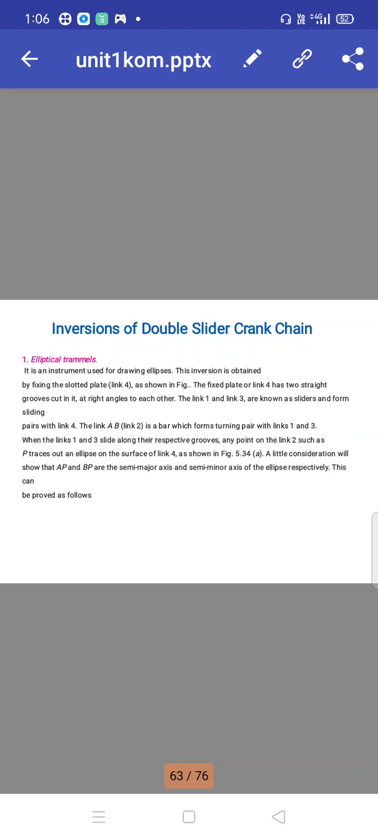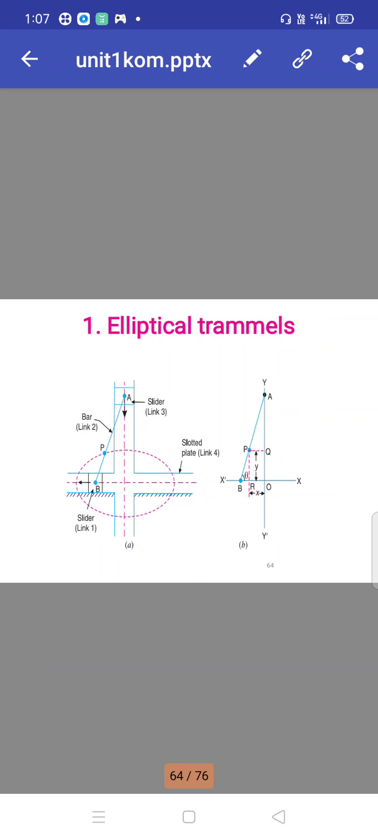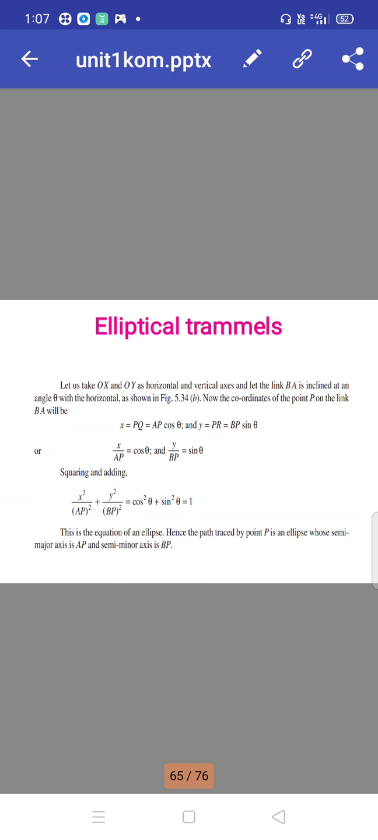When the links 1 and 3 slide along their respective grooves, at any point, the link 2, such as point P, traces out an ellipse on the surface of link 4. A little consideration will show that AP and BP are the semi-major axis and semi-minor axis of the ellipse respectively. This is the elliptical trammel.